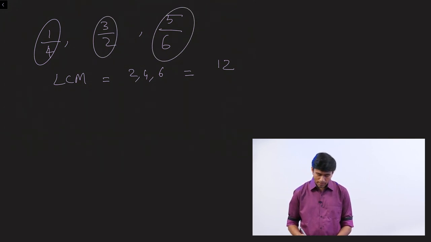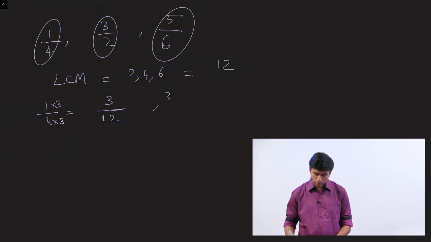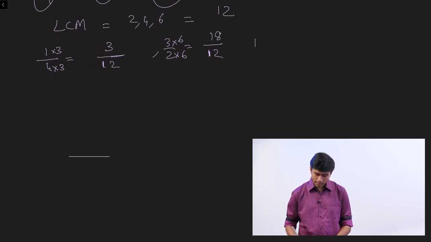So 1 by 4, how do you convert it? We need to have 12 as the denominator. So you multiply by 3. 1 by 4 becomes 3 by 12. What about 3 by 2? What do we need to do to have the denominator as 12? 2 has to be multiplied by 6. So the numerator also has to be multiplied by 6. You get 18. And what about 5 by 6?